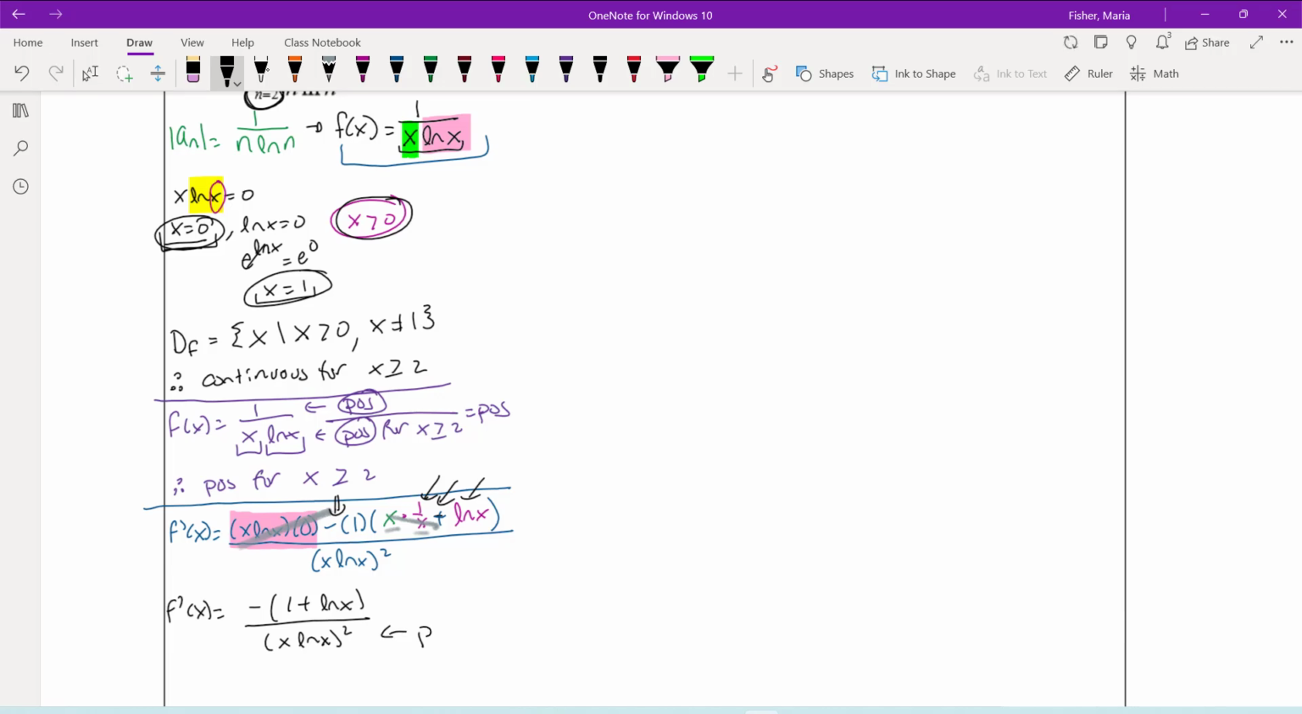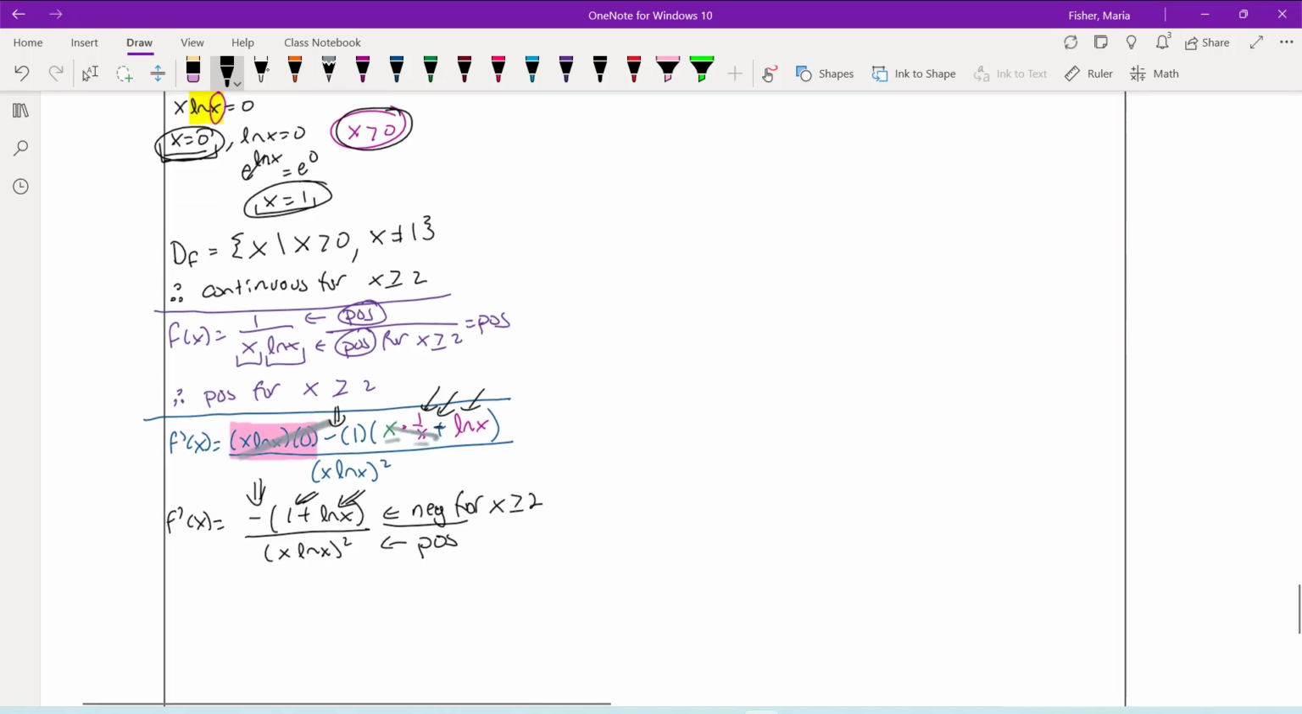Now, the denominator is always positive because we're squaring it. And the numerator, well, remember, for x greater than or equal to 2, the natural log of x is positive. So a positive plus 1 is still positive, but times a negative is going to be negative. So that's going to be negative for your x's greater than or equal to 2. And a negative divided by a positive is going to equal a negative.